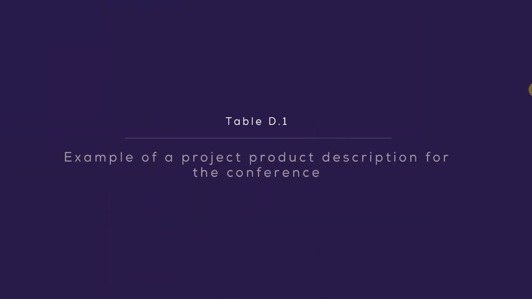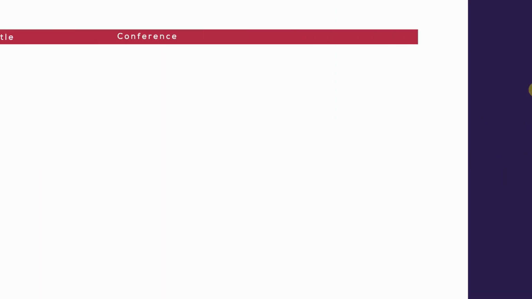So let's have a look at Appendix D. You're going to be looking at Table D1. This is an actual example of the project product description for this held conference. Take some time, though, before we go into it, to just read the little scenario there. It's only half a page. Take a couple of minutes, just read that scenario in Appendix D so you know the story behind the project. And then let's have a look at this project product description itself.